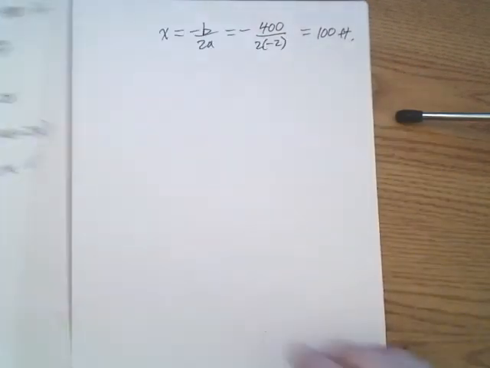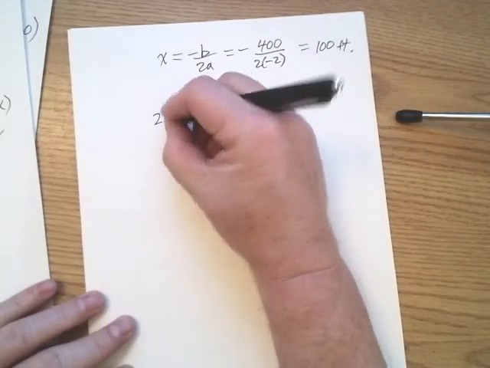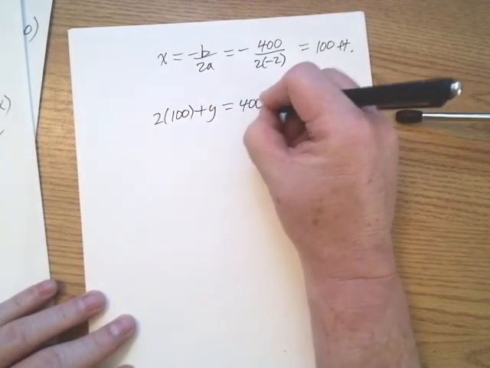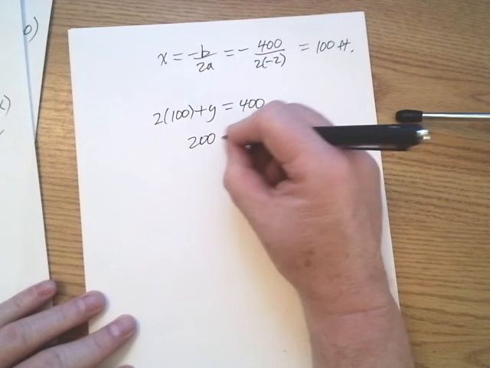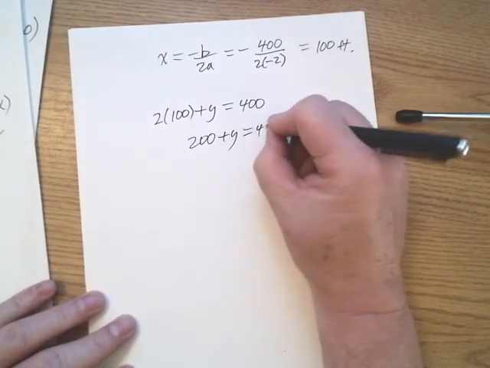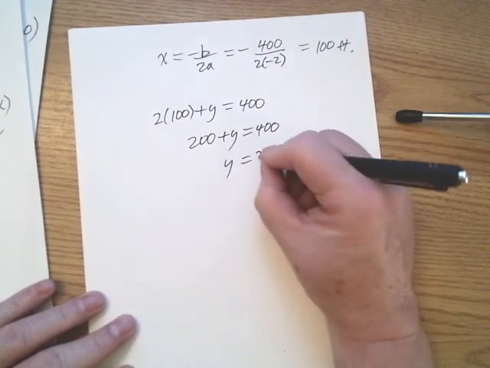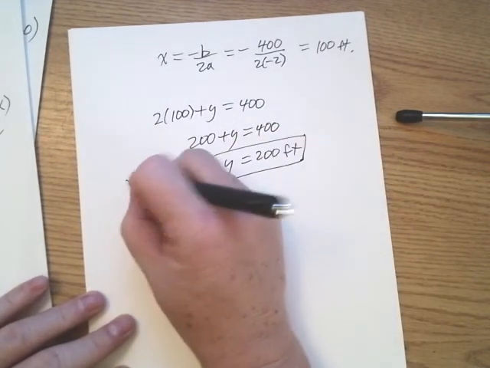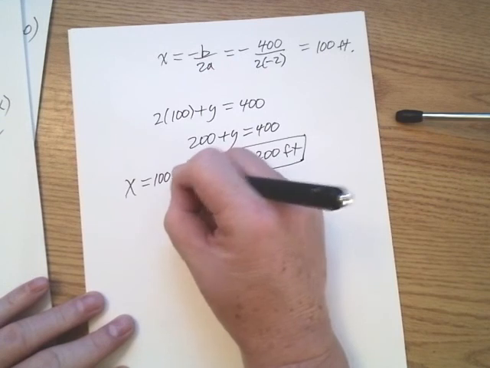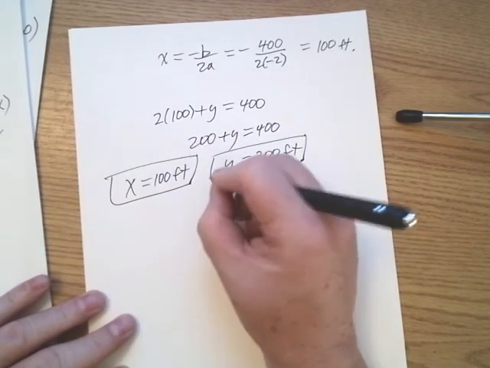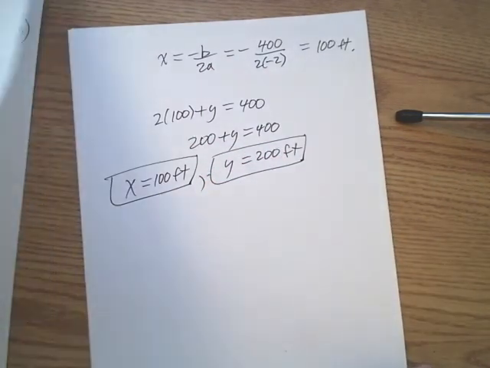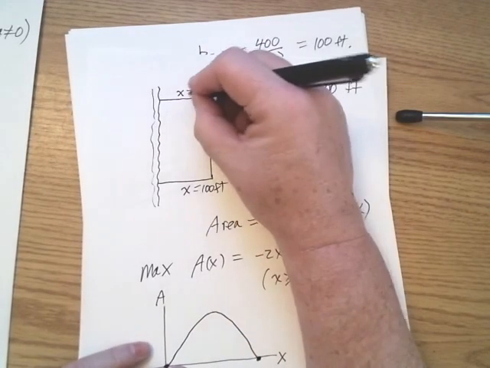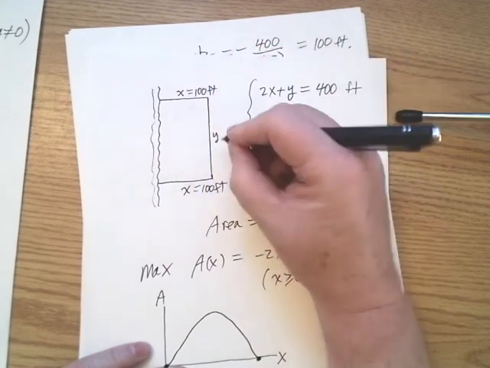What's y going to be? Let's throw that in there. 2 times 100 plus y is 400, and you can see that would mean 200 plus y is 400, so that means y is 200 feet. So x should be 100 feet, y should be 200 feet. If I come back here, this should be 100 feet, this should end up being 100 feet, this should be 200 feet.